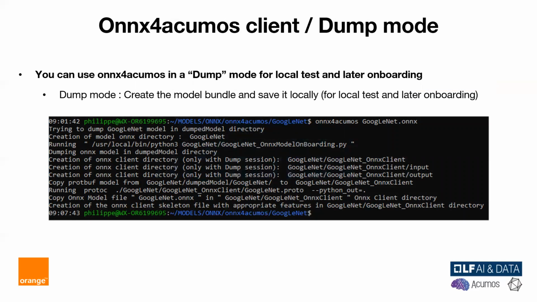So you can choose to use ONNX for Acumos in a dump mode. In that case, the model bundle is simply created and stored locally. You can use it later for Acumos onboarding if you want. And you can also use it to test your ONNX model locally. The command line is very simple. Just type onnx-for-acumos, followed by your model.onnx file.